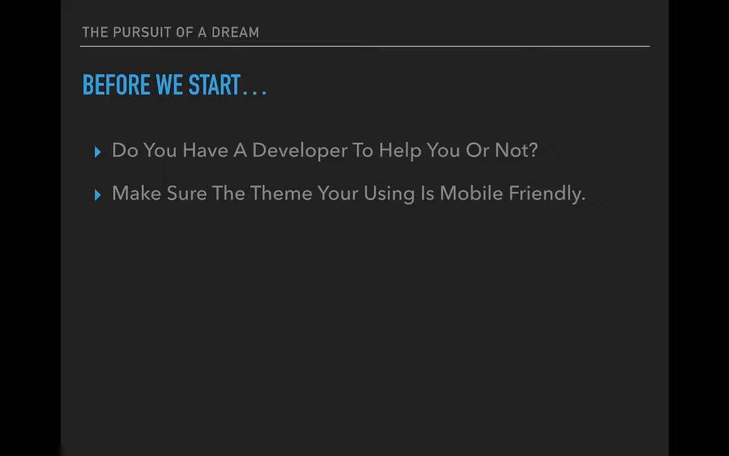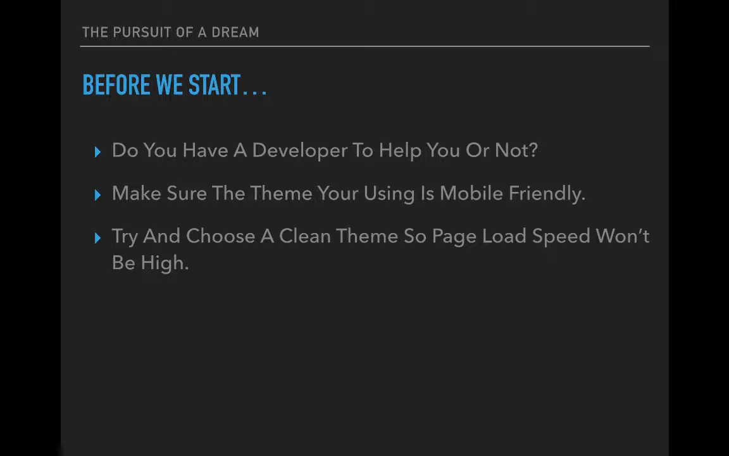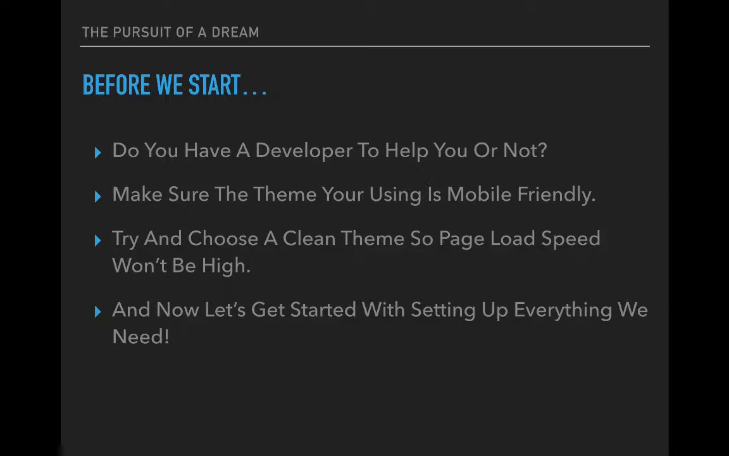The next thing is to make sure the theme you're using is mobile friendly. You can check that just by going onto your website on a mobile device and seeing what the website looks like. Another thing is to try and choose a clean theme so your page load speed won't be too high. If you're using any of the filler themes, then don't worry, I will show you how you can speed up your site later on so it doesn't take too long to load. And that's everything. Now we can get started with setting up everything we need to have good on-site SEO.